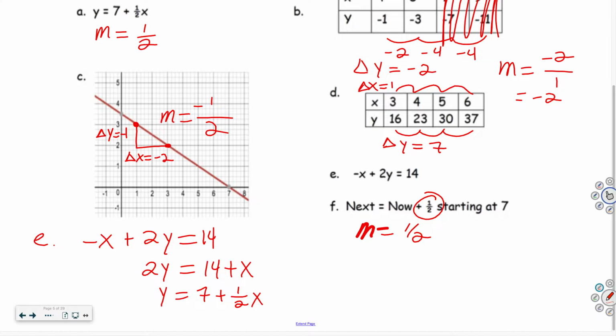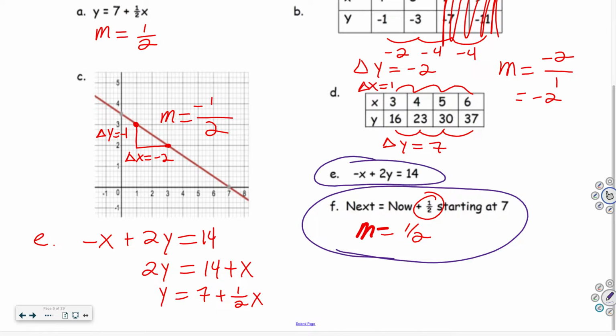So who has the same slope? F has a slope of 1/2, E has a slope of 1/2, and A has a slope of 1/2. So those three all had the same slope. B came out to -2, D came out to 7, and C came out to -1/2. That would have been close, but it was negative for part C. So those three had the same slope.